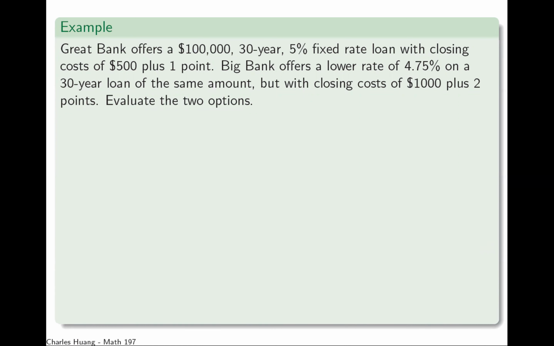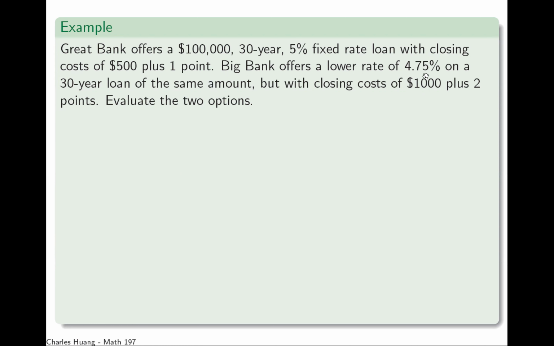Let's look at how closing costs work in real life. Suppose a bank gives you a mortgage, $100,000, 30 years at 5%. Now it has a closing cost. You have to pay the bank $500 plus 1 point. Here, the 1 point refers to 1% of your mortgage. So if your mortgage is $100,000, 1 point is $1,000.